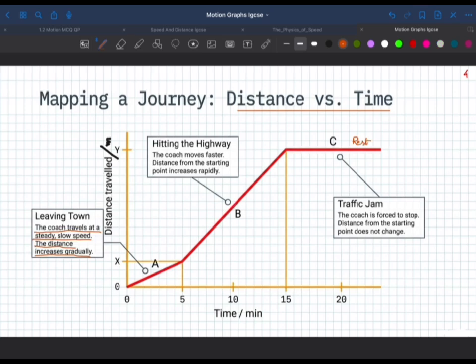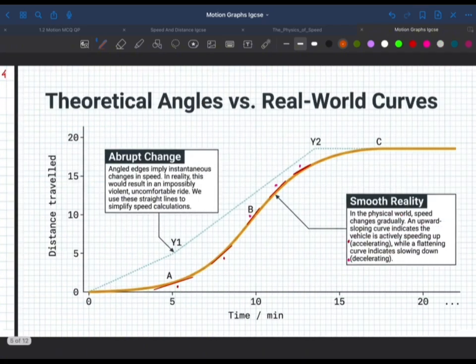So this is what we have as far as the complete journey is concerned, or the description of this motion is concerned.